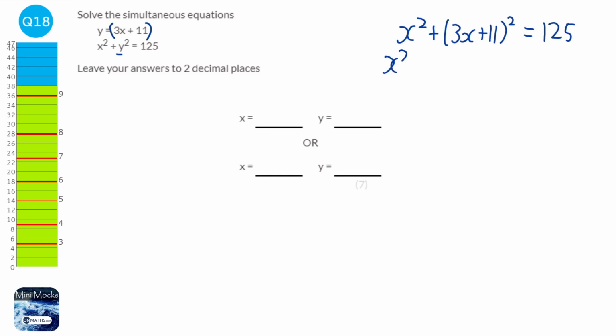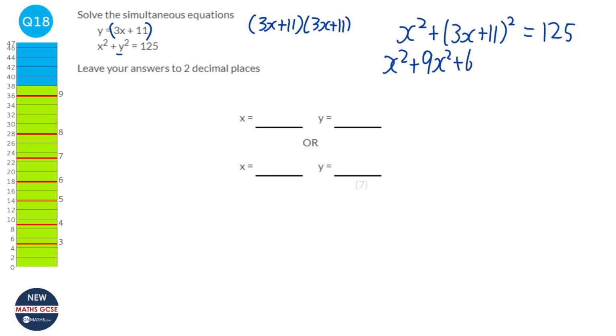And so we're going to have x squared, and you can use any method you want. And don't forget, when you square brackets, that's just going to be (3x plus 11)(3x plus 11). So we're going to do 3x times 3x, which is 9x squared. So plus 9x squared. And then we've got 3x times 11 plus 3x times 11, which is 33x plus 33x, which is 66x. And then we've got 11 times 11, which is 121.